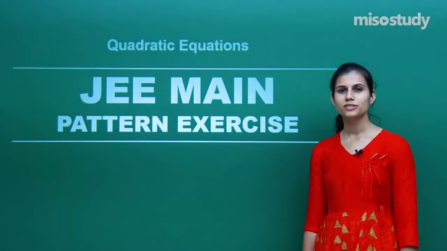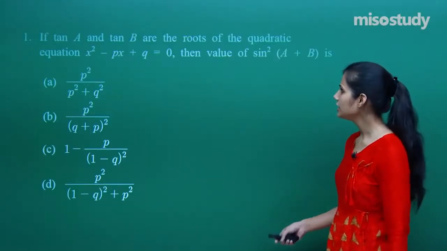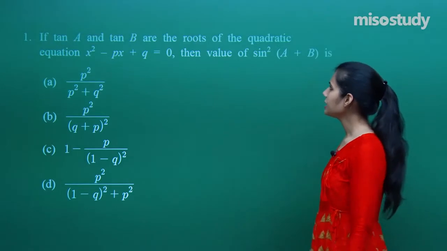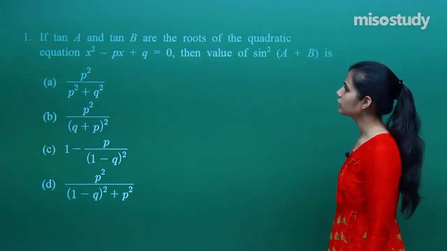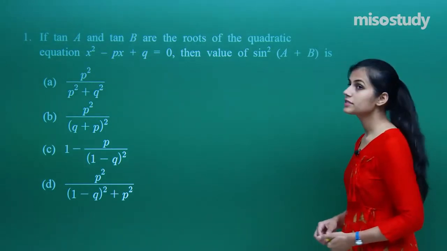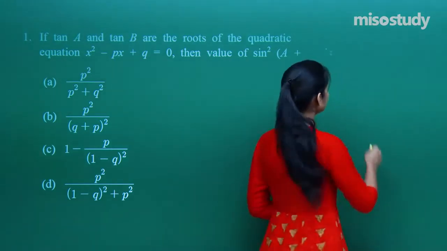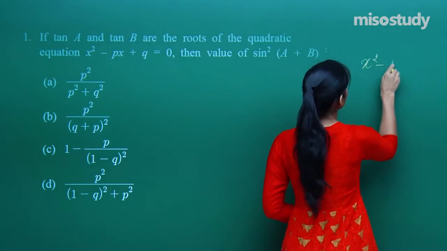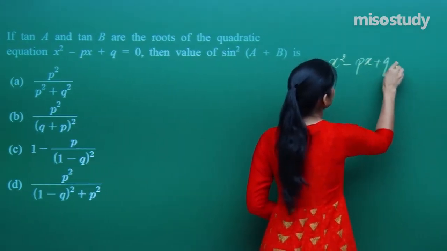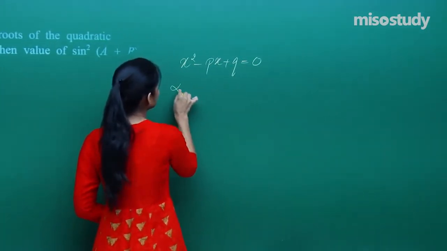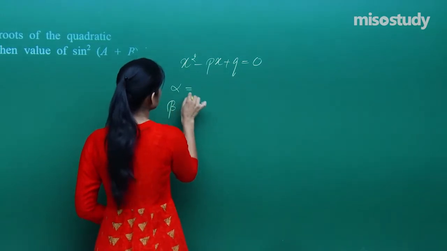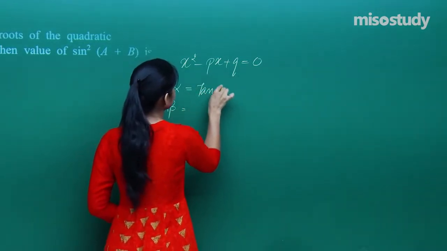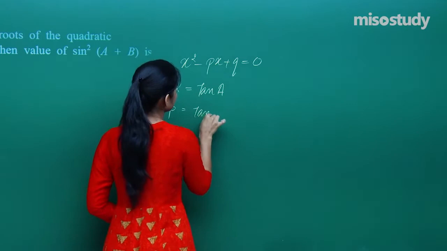Okay guys, let's talk about certain questions on quadratic equations. First question says if tan A and tan B are the roots of this quadratic equation, which is x square minus px plus q equals 0, then what is the value of sine square A plus B? Now see, the quadratic equation given is x square minus px plus q equals 0. Alpha is a root, beta is a root. Alpha is nothing but tan A, beta is nothing but tan B.